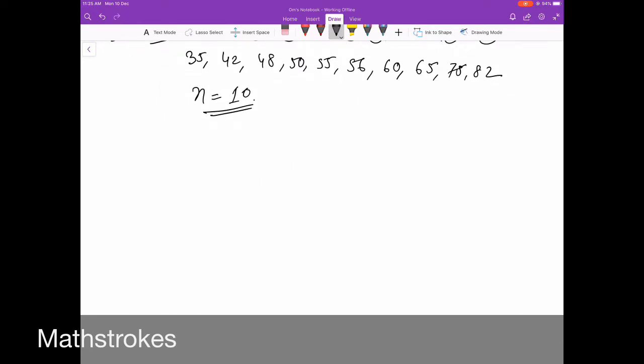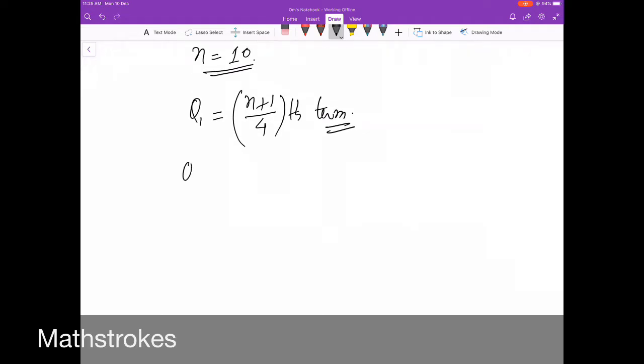To calculate q1 we write q1 is equal to n plus 1 upon 4. Why 4? We are dividing the whole data into 4 equal parts. That's why q1 is n plus 1 upon 4. Actually this is the n plus 1 by 4th term. Let's calculate q1. This is 10 plus 1 upon 4, so this is 11 upon 4, which is the 2.75th term.